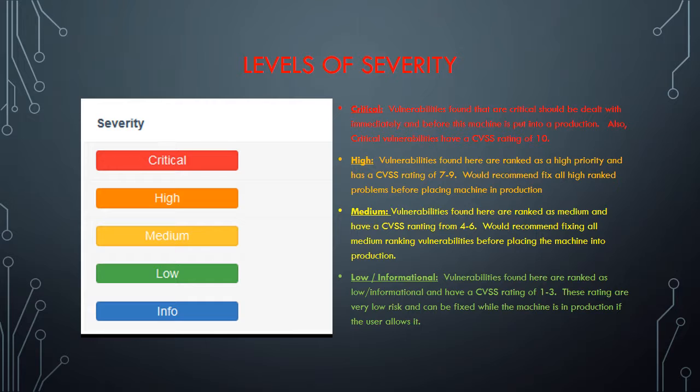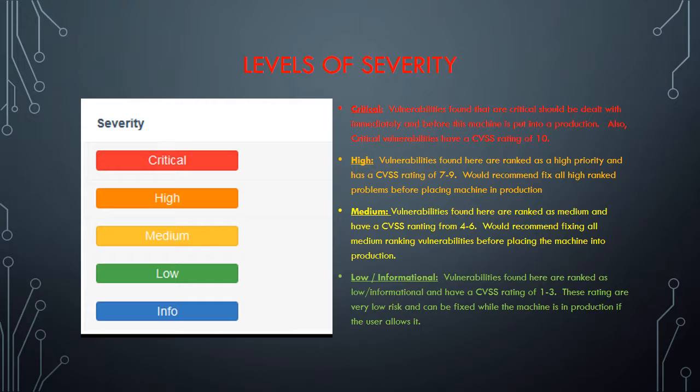Vulnerabilities that are found that are critical should be dealt with immediately and before a machine goes into production. Also, critical vulnerabilities have a CVSS rating of 10. Then next we have high, which vulnerabilities are ranked as high priority and have a CVSS rating of anywhere between 7 and 9. I would recommend fixing all high ranked problems before placing a machine in production.